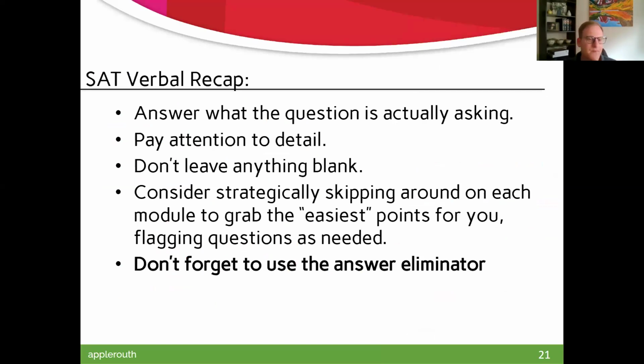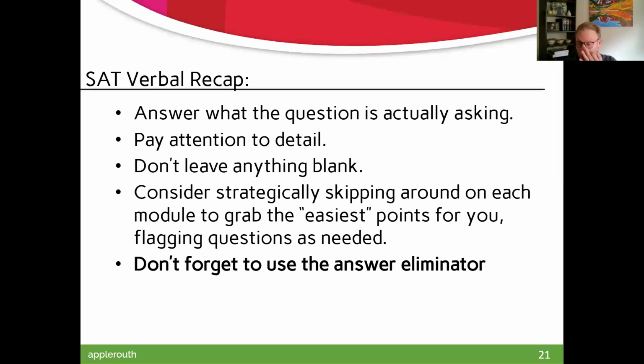So a little recap, and then I think maybe briefly look at Blue Book, but we're kind of coming to the end today, because that's all the verbal section is, over and over the same question types. So very comparable. Answer what the question is asking. Always look at what we're solving for. That's true on any test question, whether it's math or verbal.